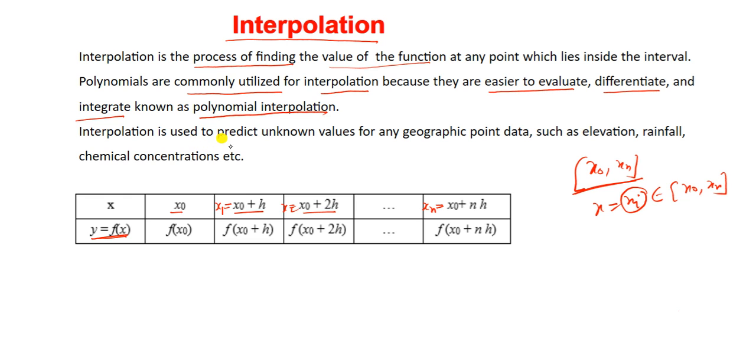Interpolation is used to predict unknown values for any geographic point data such as elevation, rainfall, chemical concentrations, etc.